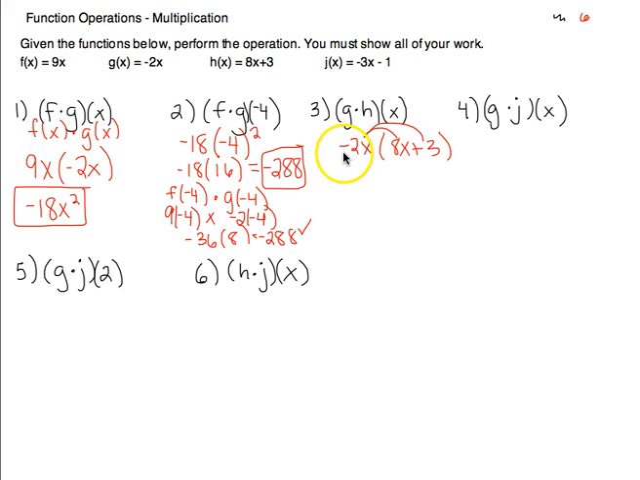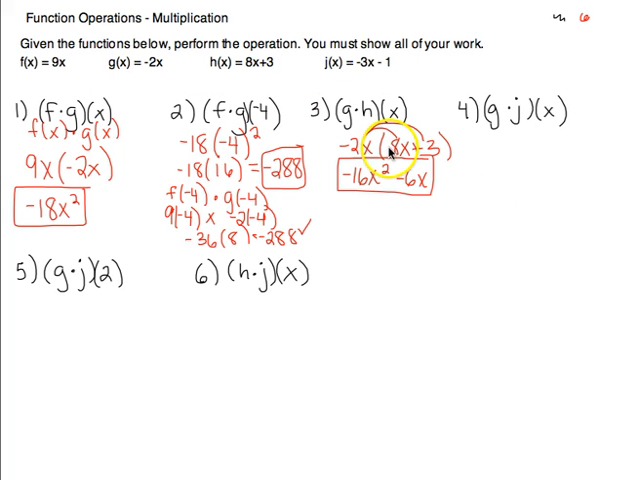So now negative 2x times positive 8x gives us negative 16x squared. Negative 2x times positive 3, so I do negative 2 times 3 is negative 6, and it's just a plain x because there was no x here. So negative 16x squared minus 6x is the rule for g times h of x.